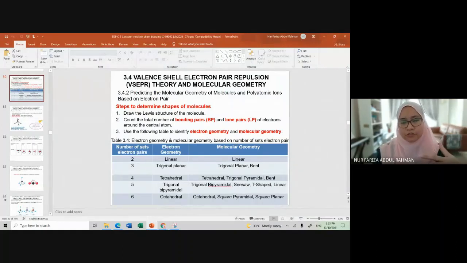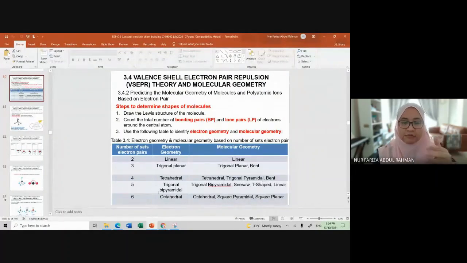Okay, all right, so we have molecular geometry. As you can see, the molecular geometry can be the same as the electron geometry, but it can also be different. If it is different, it means that the molecule consists of lone pairs. For example, we have tetrahedral, so we have molecular geometry tetrahedral as well, but we also have trigonal pyramidal and bent for the same electron geometry. So this means trigonal pyramidal and bent shapes consist of lone pairs.